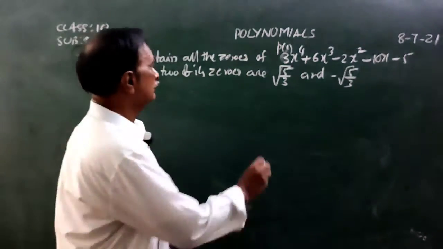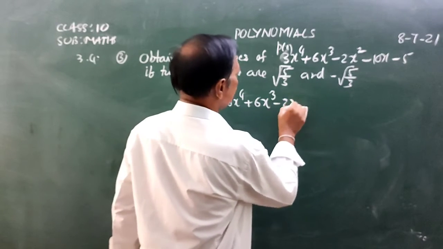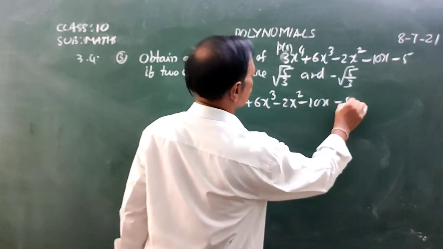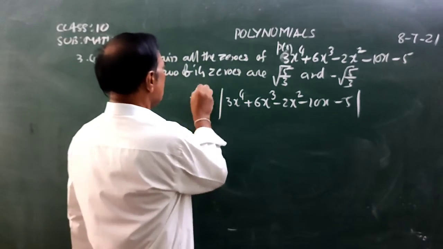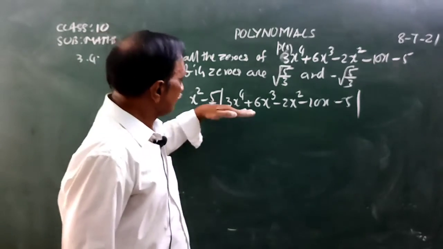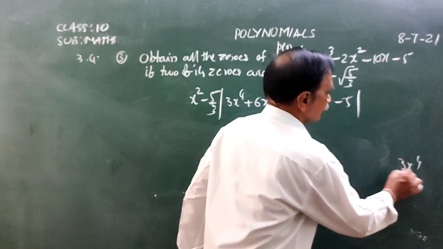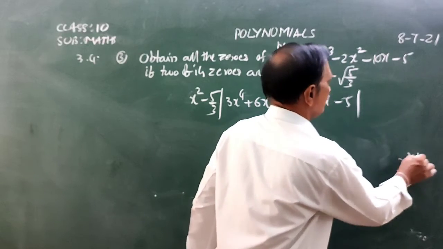3x⁴ + 6x³ − 2x² − 10x − 5 divided by x² − 5/3. How do we divide? Divide the first term of the dividend by the first term of the divisor. 3x⁴ by x² gives what? 3x².